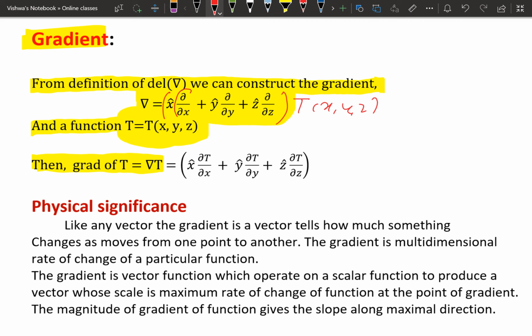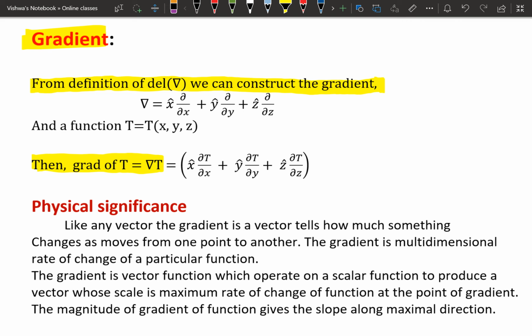This dou by dou x we call a partial derivative. That means it differentiates only the term dependent on x. So simply we write gradient of T, del T, equals x cap dou T by dou x plus y cap into dou T by dou y plus z cap into dou T by dou z. This is the gradient of a function T. So these are the mathematical steps.